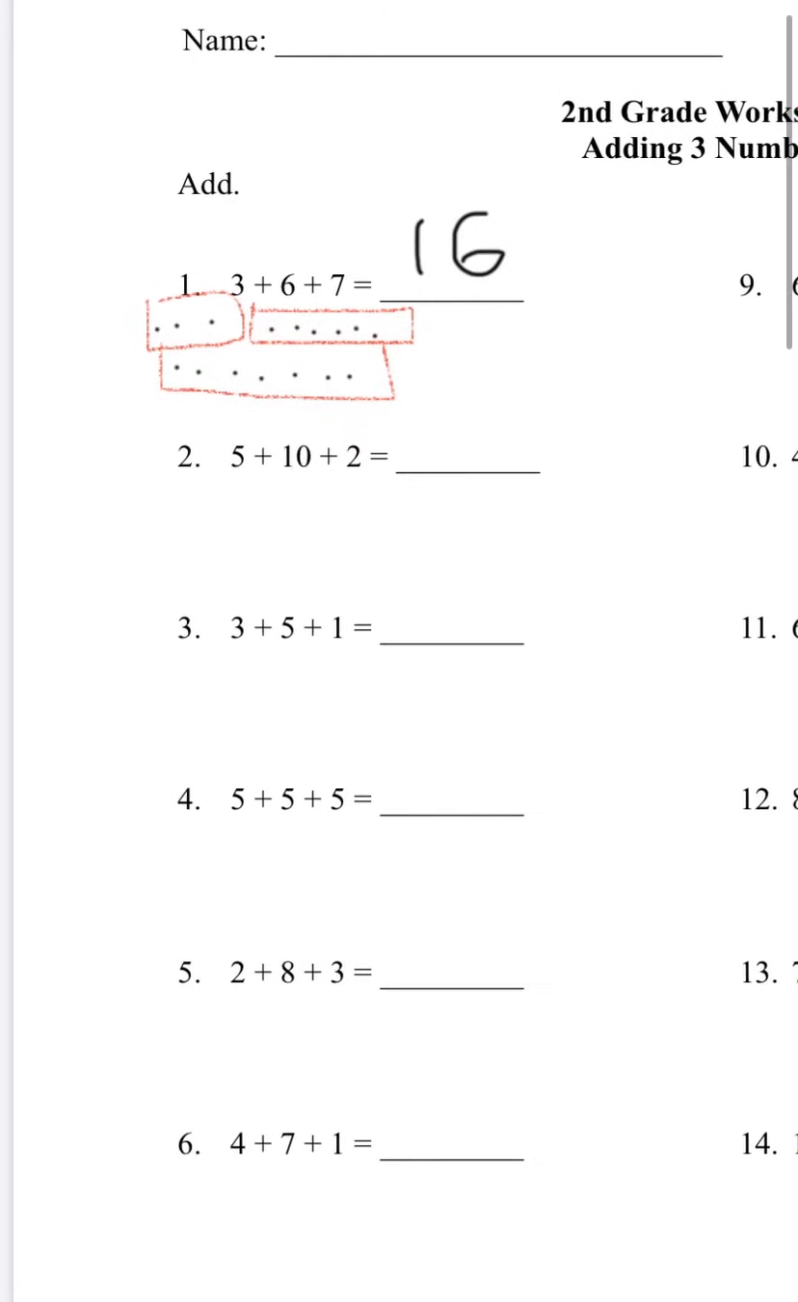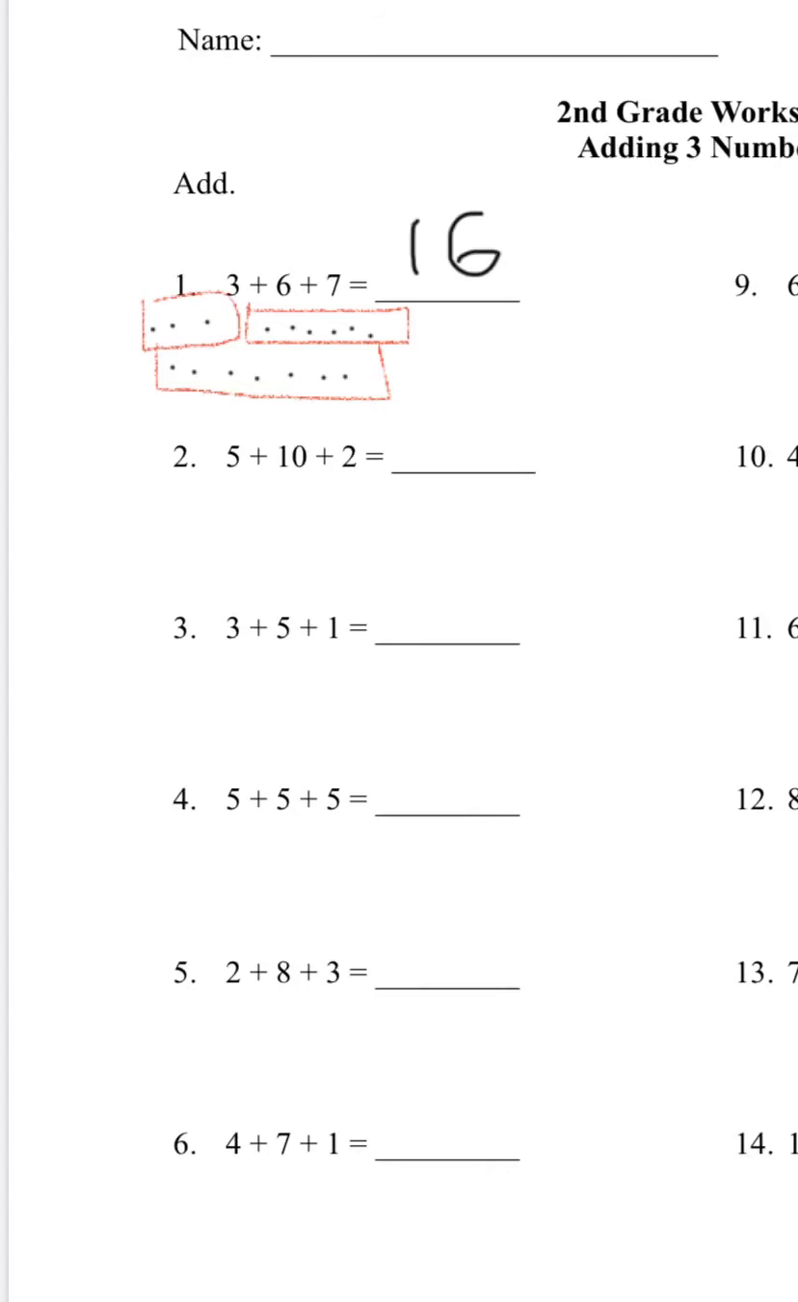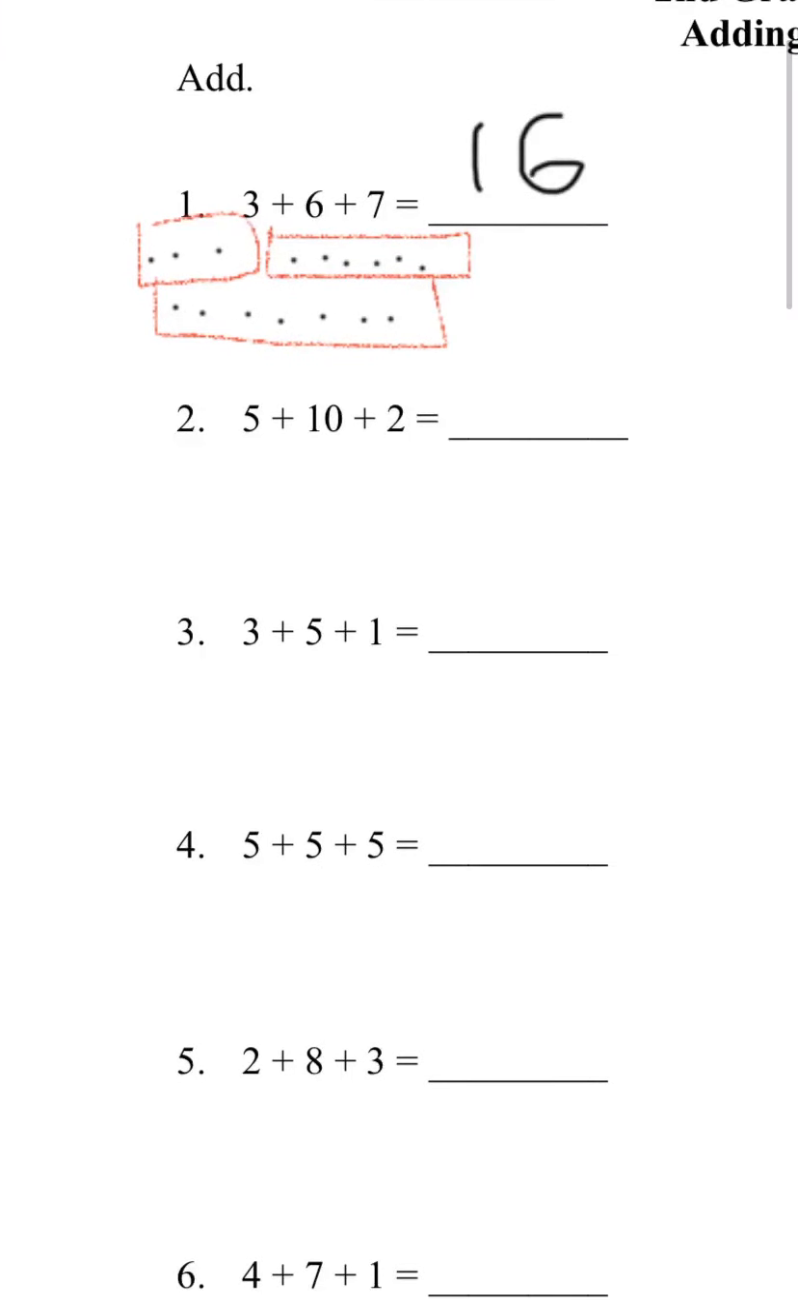Okay, let's try number 2. 5 plus 10 plus 2. Okay, we're going to try this in a different way. So we're going to set it up as 10 plus 5. So we're adding. Because these two are the same digit, we're going to add 0 and 5. 0 plus 5 is 5. And then the 1 is just going to come down. So that's going to be 15, okay?